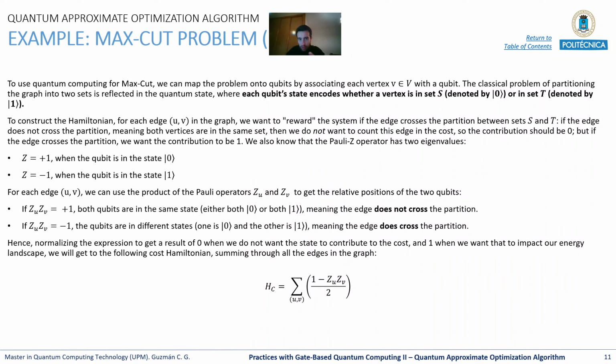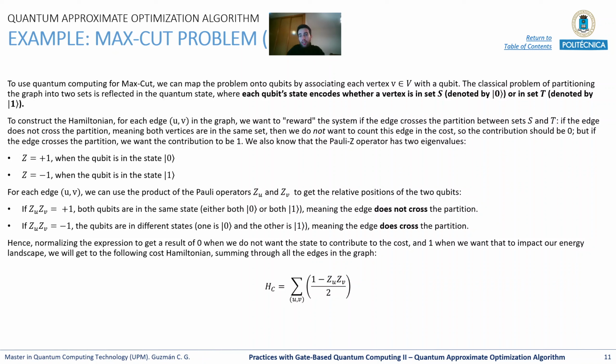You can do it if you need to get to these eigenvalues, but the eigenvalues are the numbers on the diagonal when it's diagonalized, so they are 1 and -1. 1 when the qubit is in the state 0, -1 when the qubit is in the state 1. So for each edge, we can use the product of the Pauli operators Z in the vertex U and Z in the vertex V to get the relative positions of the 2 qubits.